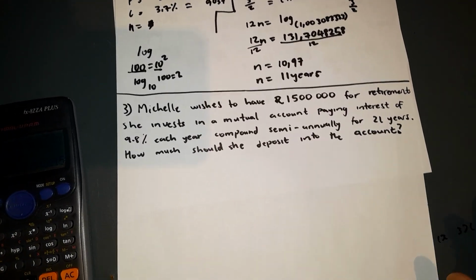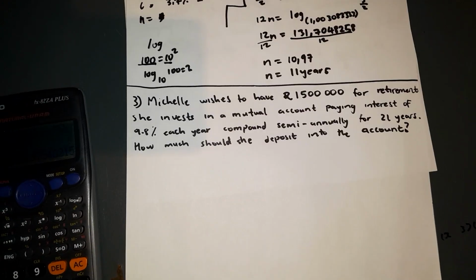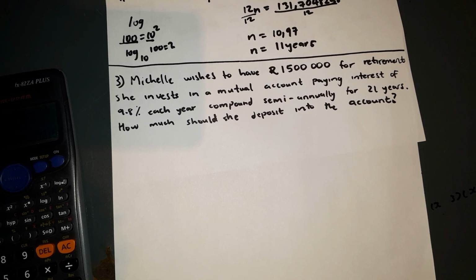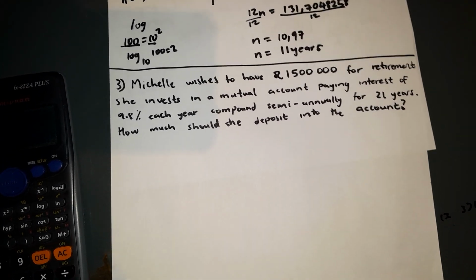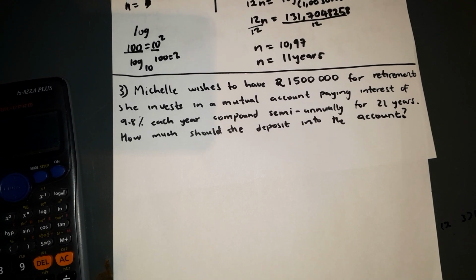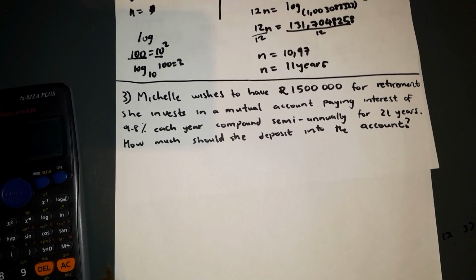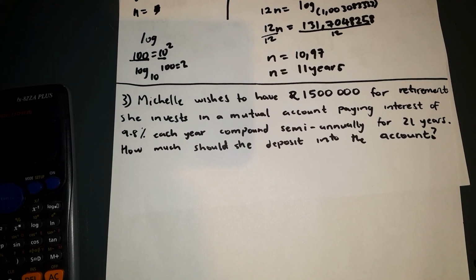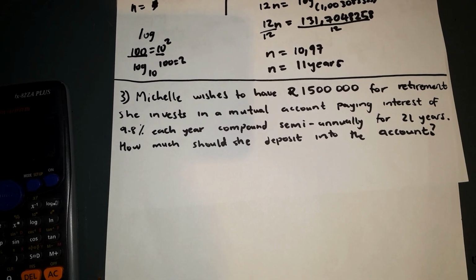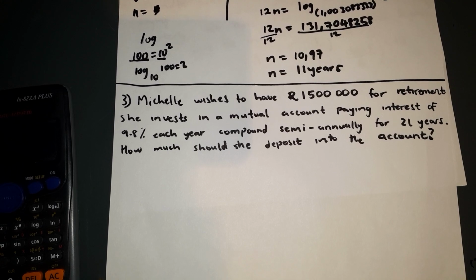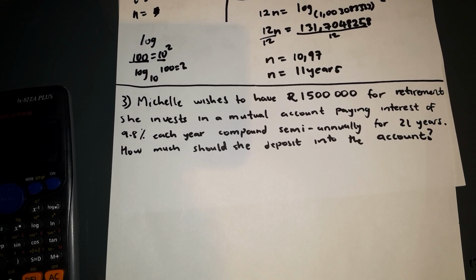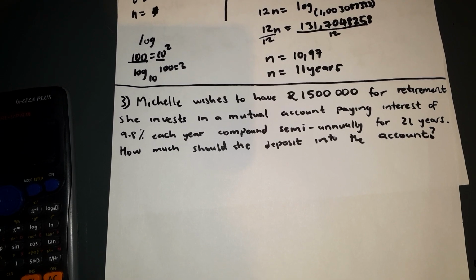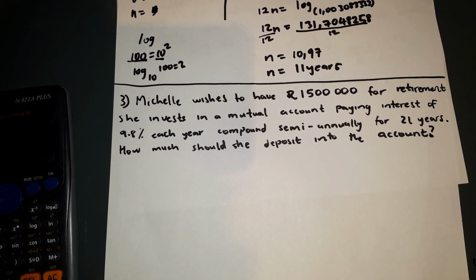So now let's go to the last one. The last one says Michelle wishes to have 1.5 million, or you can say 1,500,000 rands. Yeah, huge amounts of money, a lump sum, ne? A lump sum. So for investment, she invests in a mutual account, paying interest of 9.8% each year, compounded, sorry for that spelling, compounded semi-annually for 21 years. How much should she deposit into the account?